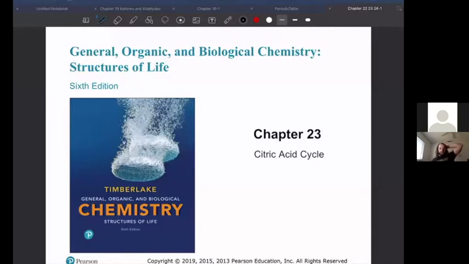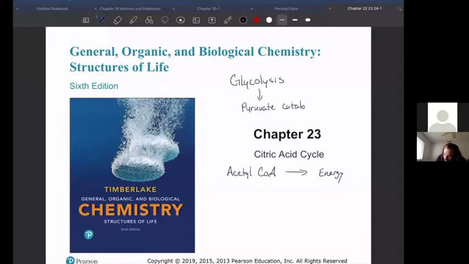All right, so now we're going to talk about the citric acid cycle, which is where we're going to convert acetyl-CoA into more energy. This is an important part. First of all, just linking it to the last two, we talked about glycolysis and then pyruvate catabolism. The end product of both of those steps, starting with glucose, would have been creating acetyl-CoA. So that will get linked into the citric acid cycle.